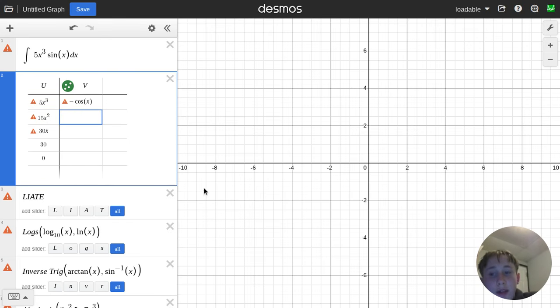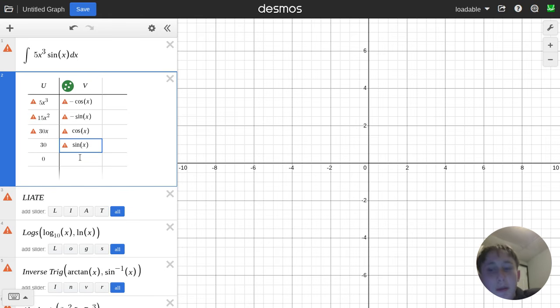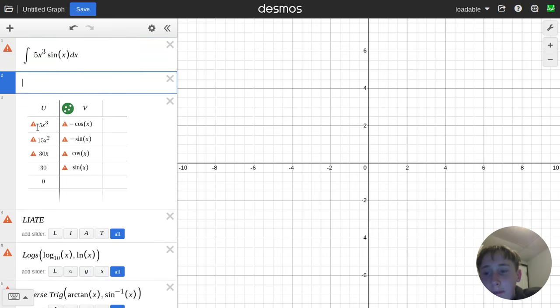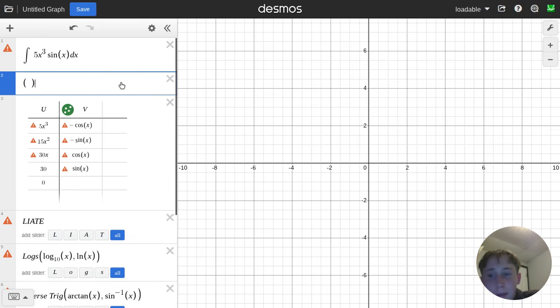And then it goes negative cos x, that becomes negative sine x. That becomes cos x, that becomes sine x. And that's all that matters, because anything times 0 is 0. So that means we need to set up our terms here. So we've got plus, minus, plus, minus. So that's 1, 2, 3, 4.